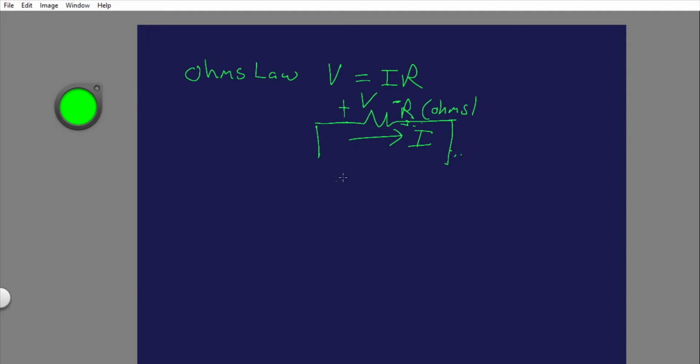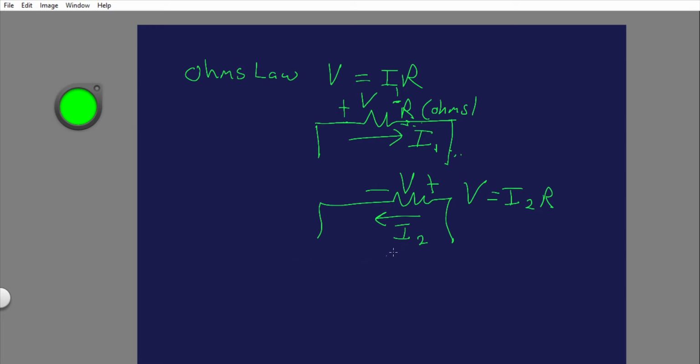So if I pick current going the other direction, if I pick current going this way, then the voltage that I use for Ohm's law has to be drawn this way so that the current is going into the positive terminal and out of the negative terminal. I'll make that I2R, make that I1R, just for clarity.